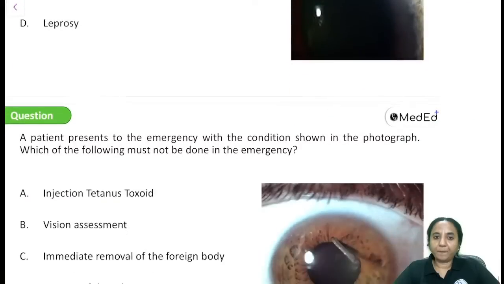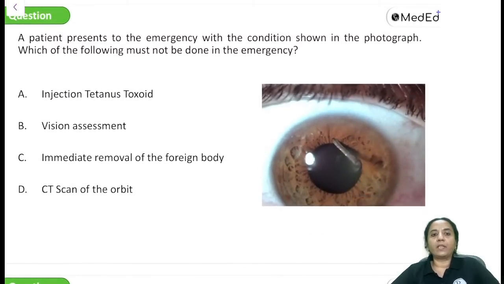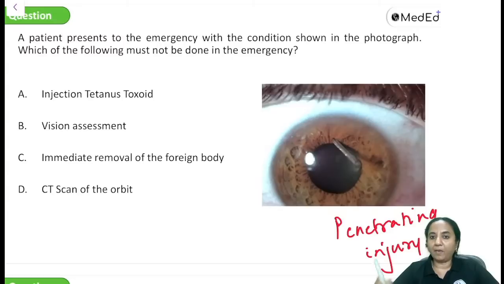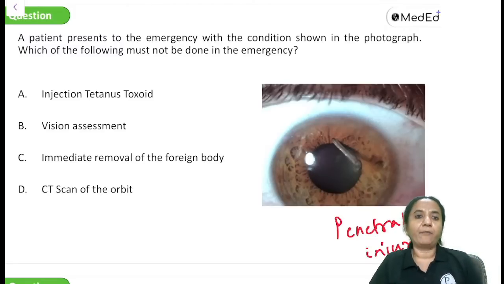Next one. A patient presents to the emergency with the condition shown in the photograph. Which of the following must not be done in the emergency? See, this is a penetrating injury, that is, injury with a sharp object. You can see an iron nail inside the cornea, and maybe it has penetrated into the iris, the lens and other structures also. So it's a sharp metallic foreign body.